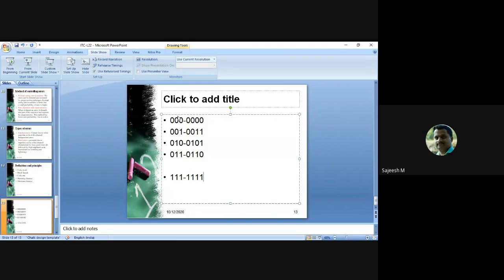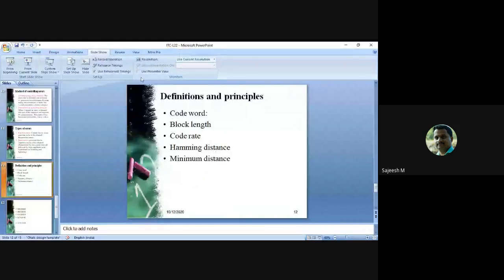And here we can say this code is capable of detecting all single and triple error patterns. If you are using this particular coding, this even parity check code, it is possible to specifically detect all single and triple error patterns. Single and triple error patterns can be detected in this even parity check code.